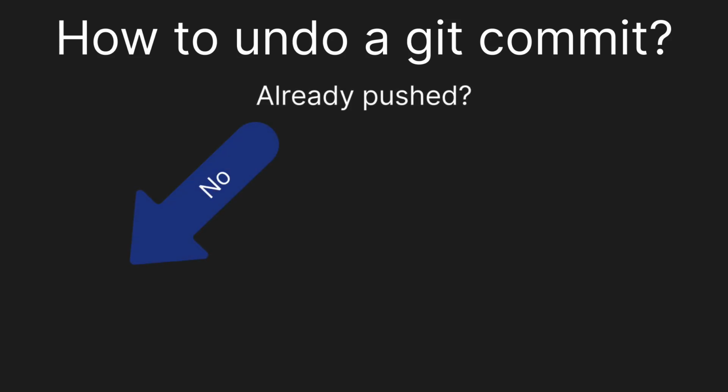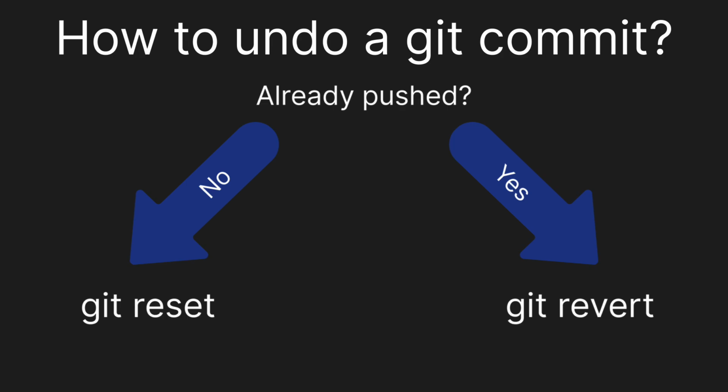So to undo a commit in Git, you first need to figure out if you've already pushed a commit. Because if you haven't pushed a commit yet, I would recommend using Git reset. Otherwise, you kinda have to use Git revert, unless you want your teammates to hate you.